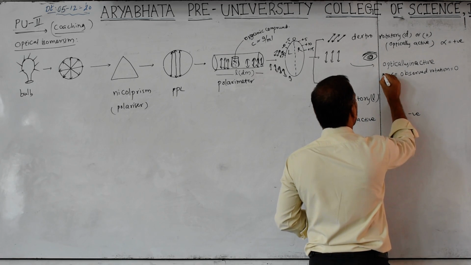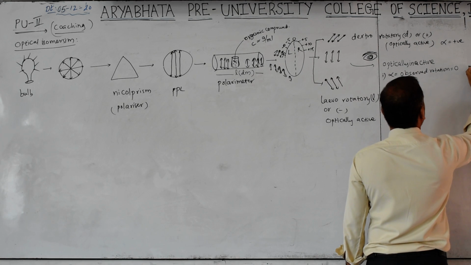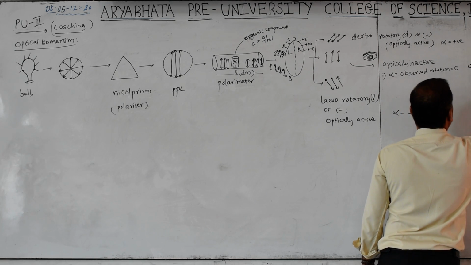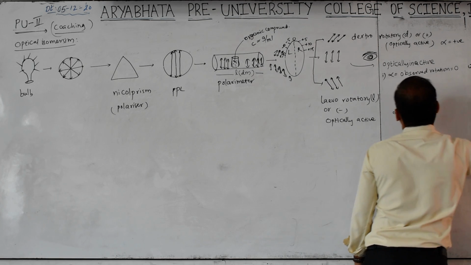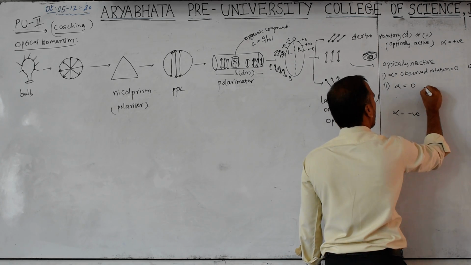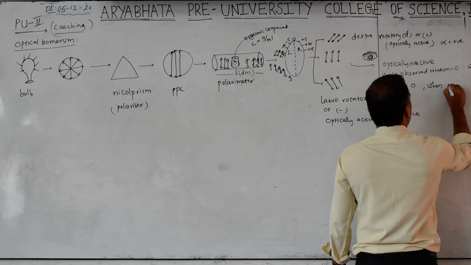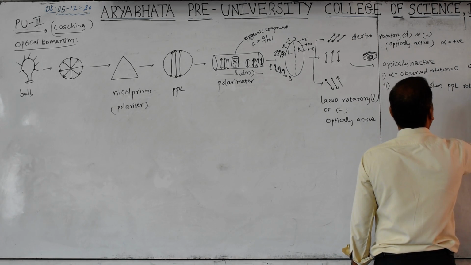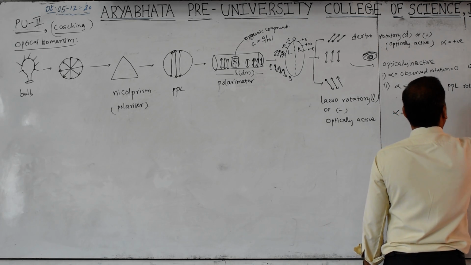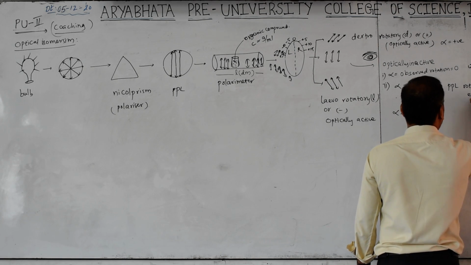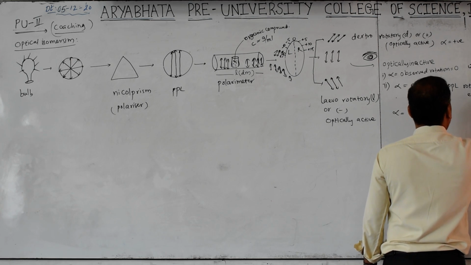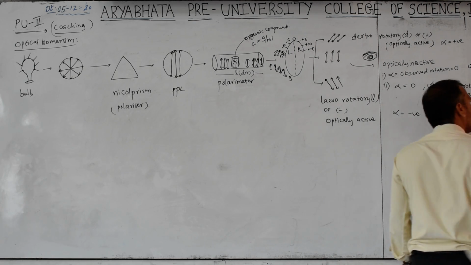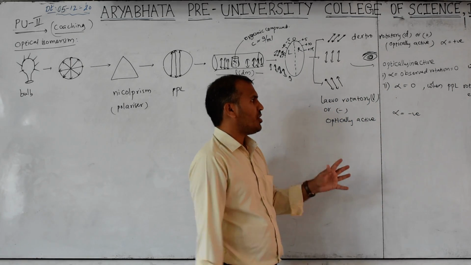This is the first condition: alpha equals 0 when the PPL has not changed its direction. Second condition: alpha equals 0 when the PPL is rotated to the right and left side with equal magnitude. Example, plus 10 and minus 10, equal magnitude. How much is it? Zero. Okay, these are the conditions.